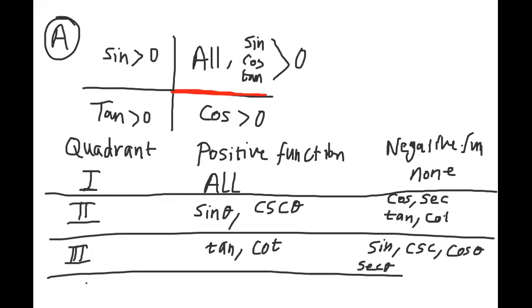For the fourth quadrant, the only positive is the cosine function. The negative are sine and tan, and 1 over sine is cosecant, and cotan. This is the first thing, the sign of the functions. Any questions so far?